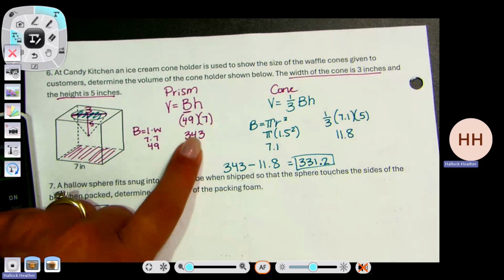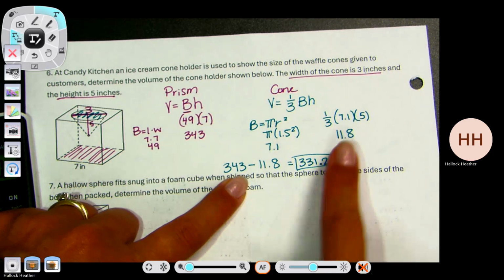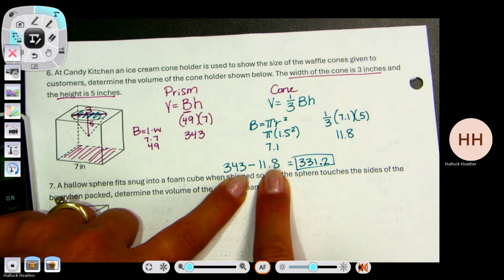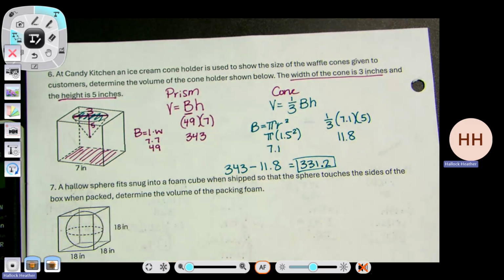So the prism was 343. The cone was 11.8. You minus them. Oh, wait, never mind. Okay.